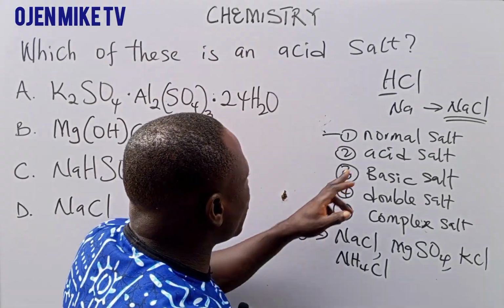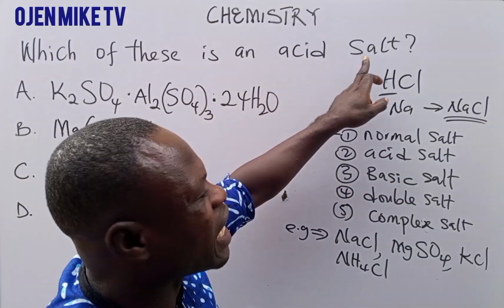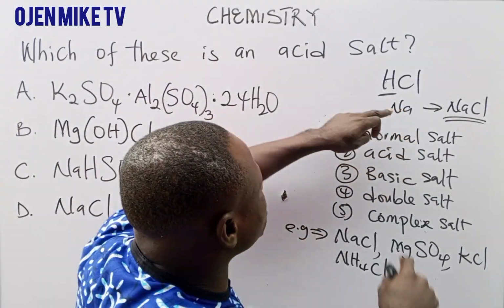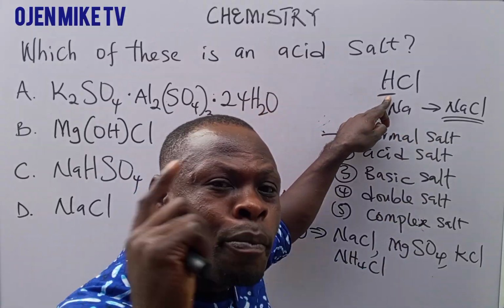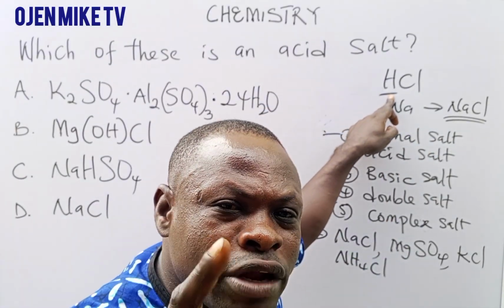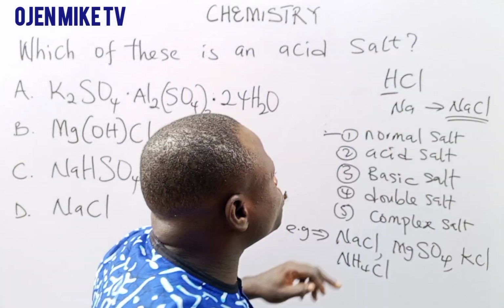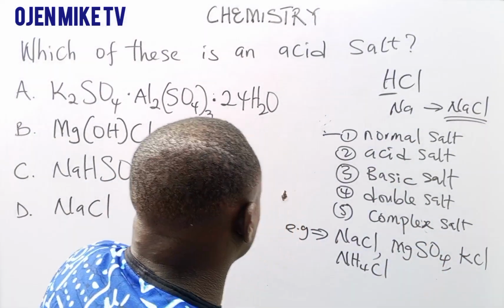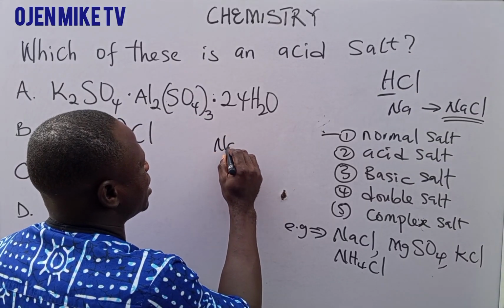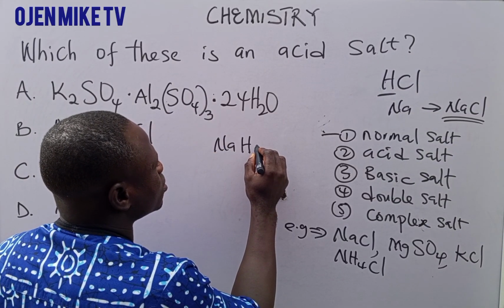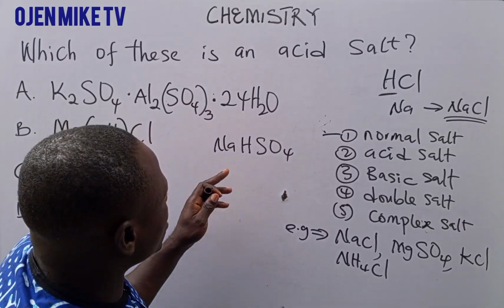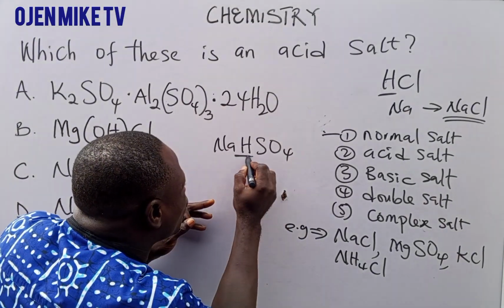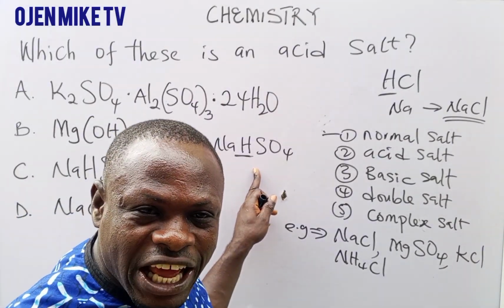Now, for an acid salt, which the question asks about: an acid salt is a type of salt formed when the hydrogen atom in an acid is partially replaced by a metal. It means that it is not completely replaced, it is partial. For instance, you have something like NaHSO4. You must see the presence of hydrogen ion in that salt.